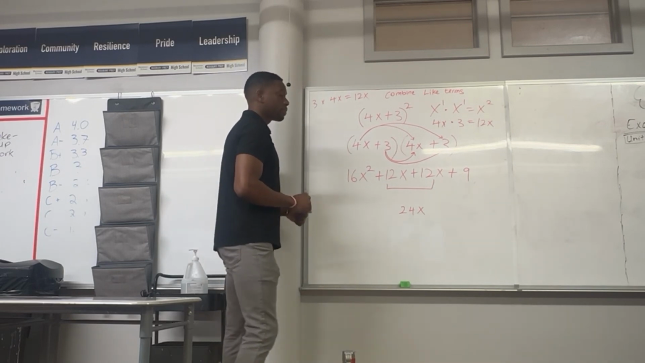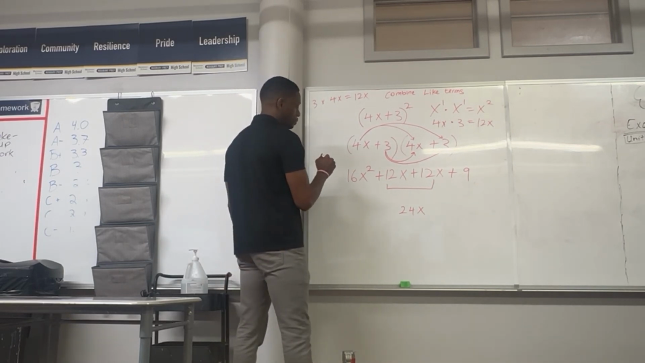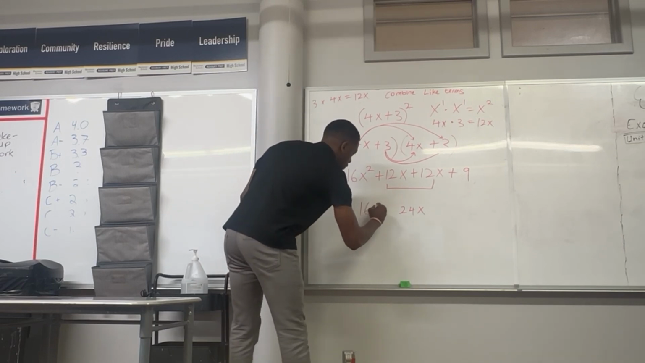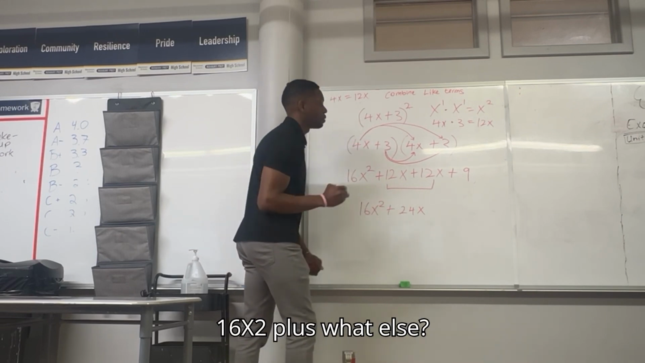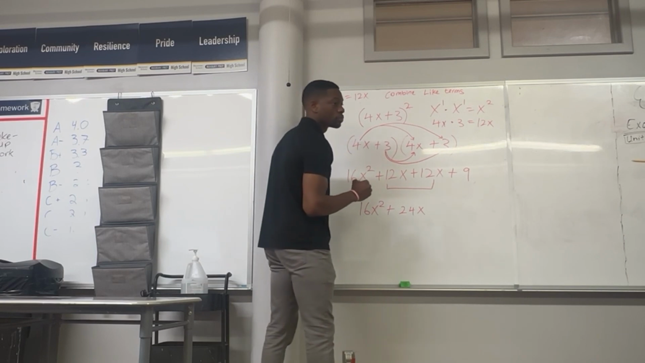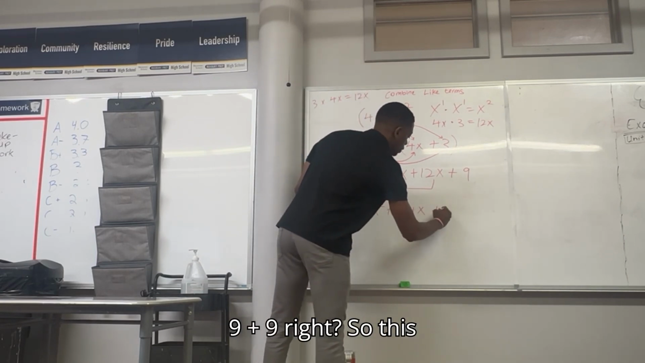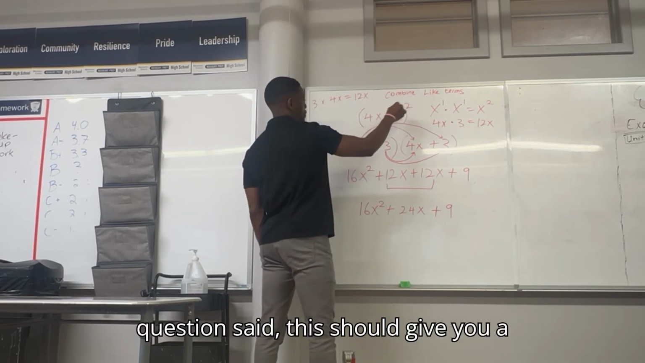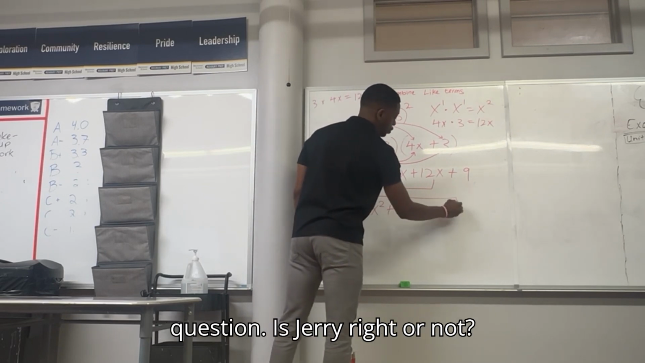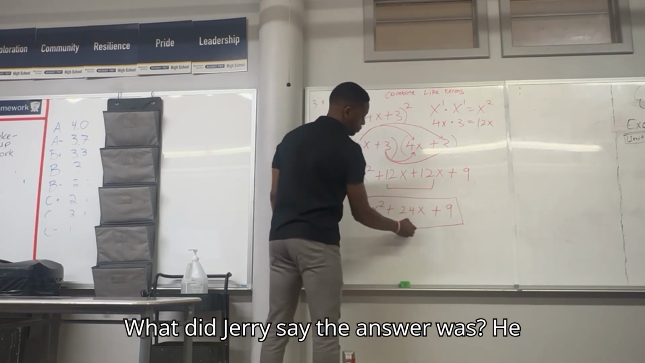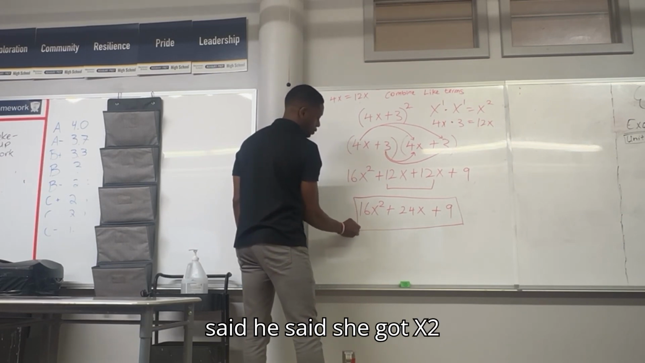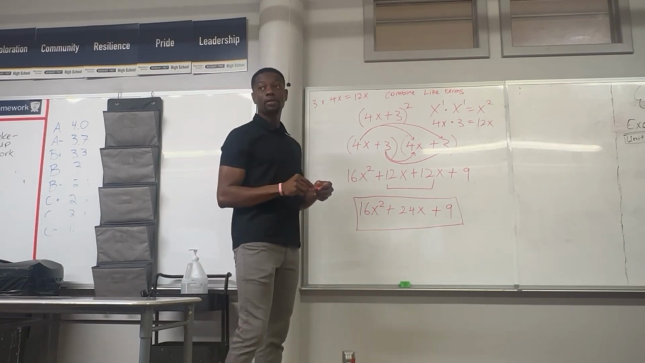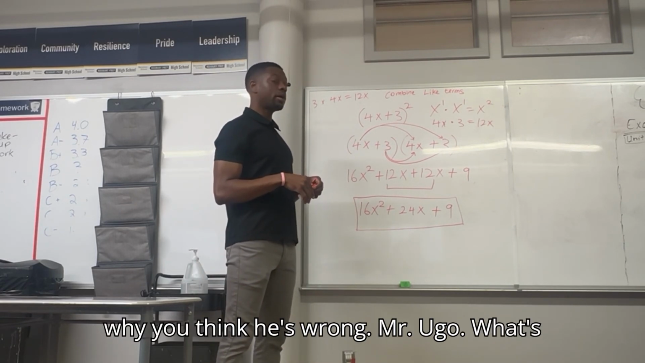Question for Gregory again. What would be my next step? Bring it down? Okay. So 16x squared plus, what else? Plus 9, right? So this, if you were to solve this, like the question said, this should give you a final answer. So now go back to your question. Is Jerry right or not? What did Jerry say the answer was? He said you got x squared plus 25. Okay, so is he right? No. Alright, so you're gonna tell me why you think he's wrong.